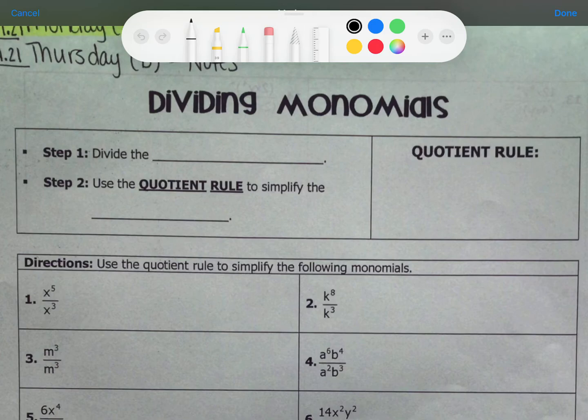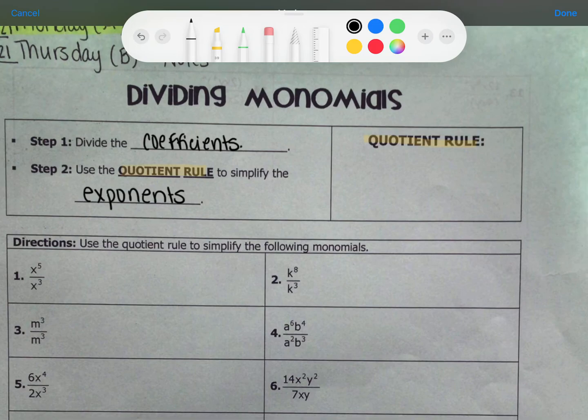So to divide monomials, step 1 is to divide the coefficients. That's the big number in the front of the string of letters. Step 2 is to use the quotient rule to simplify the exponents. What is the quotient rule, you ask? Well, I'm glad you asked because I'm going to tell you. It's when you subtract exponents.